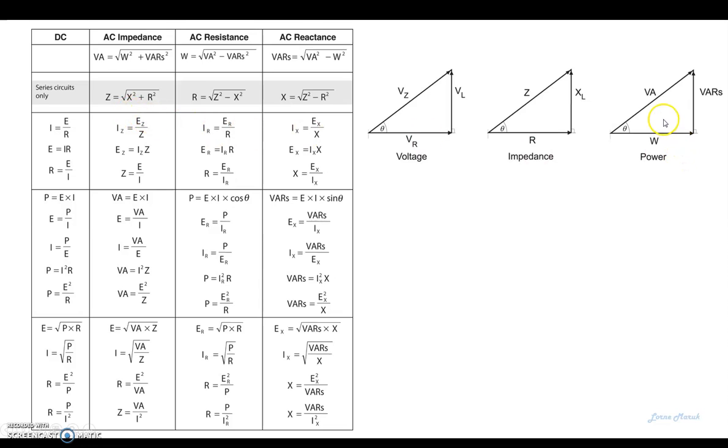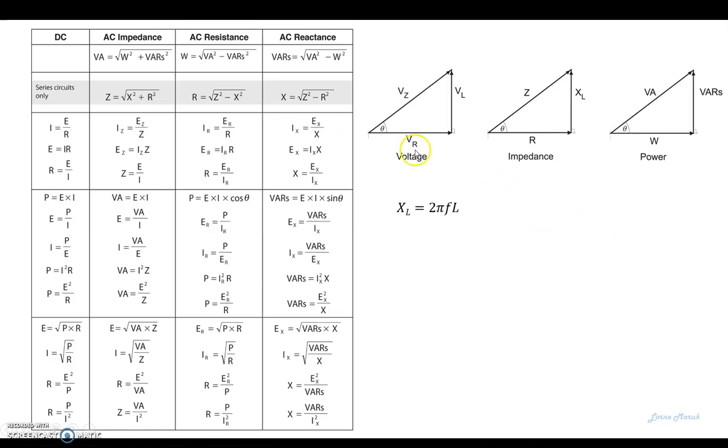So we have a power triangle, our impedance triangle, of course, and our voltage triangle. And you'll notice that the formulas will match. So if we want to solve for the reactance side, the XL in this case, it's the same method as we did over here, but instead of E over R, we're using E_X, or the voltage drop across the inductor or capacitor, divided by the reactance in ohms.